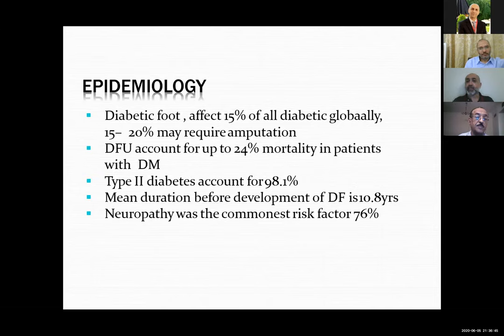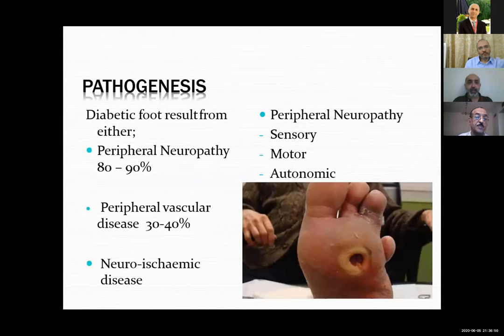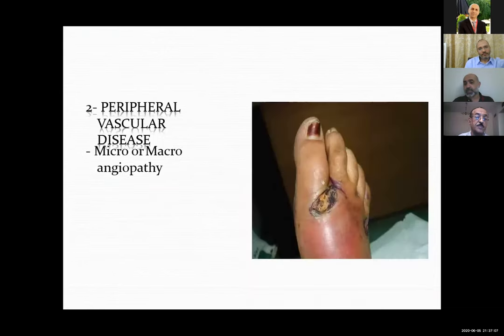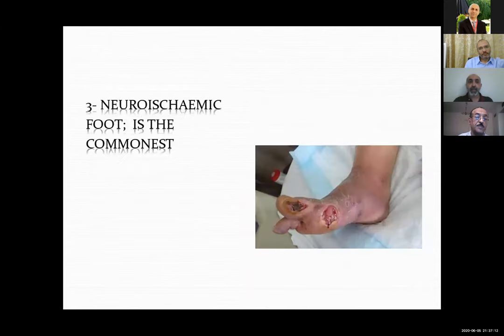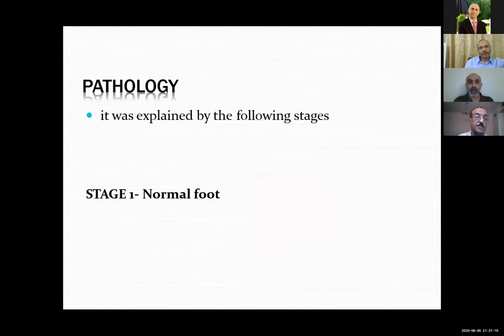And usually the most common risk factor is the peripheral neuropathy itself, in maybe 80 to 90% of those patients. They could have, on top of it, peripheral vascular disease, neuroischemia. And this peripheral neuropathy could be sensory, motor, or autonomic. And the peripheral vascular disease, as the other colleagues mentioned, is either micro or macroangiopathy. And neuroischemia is also among the commonest risk factors.